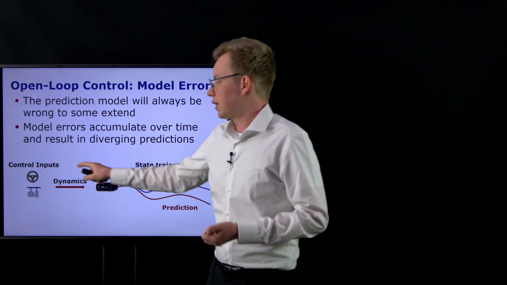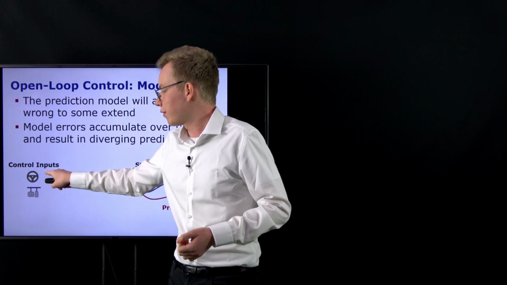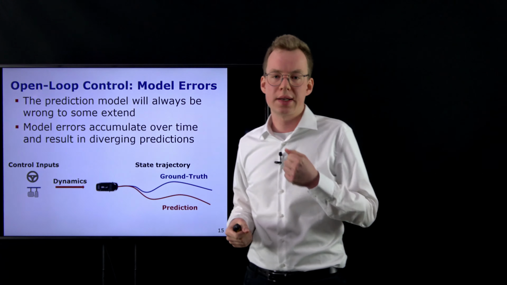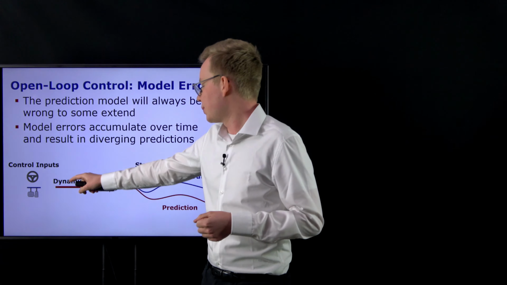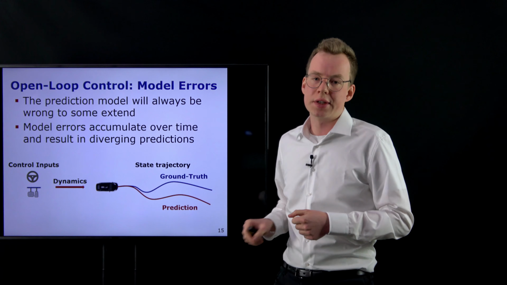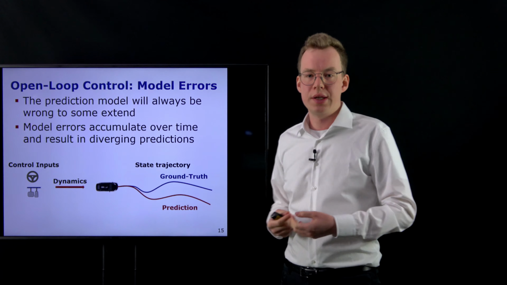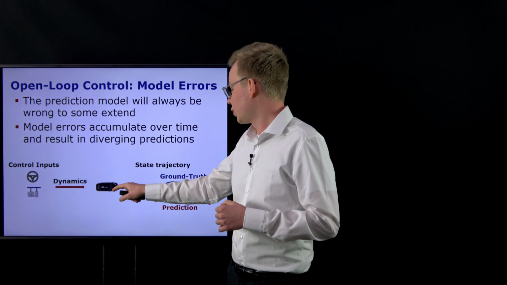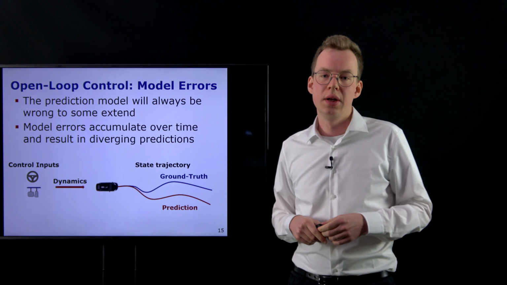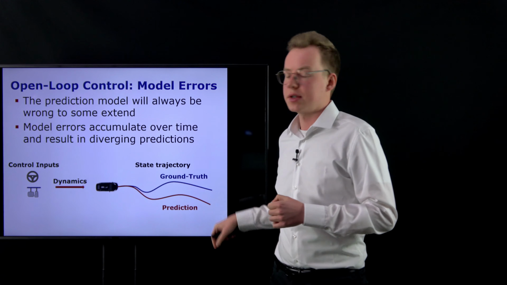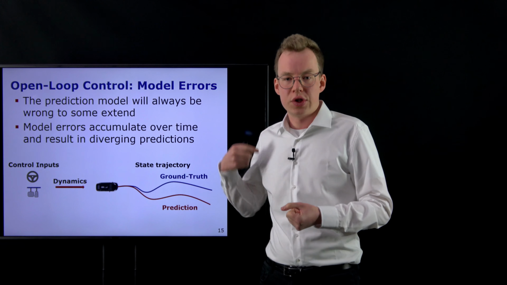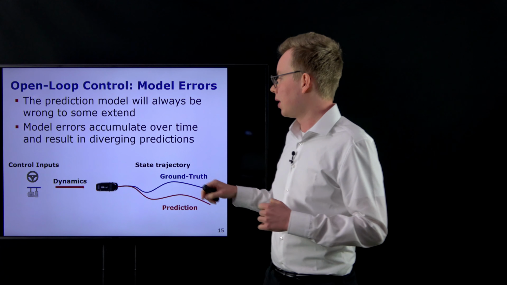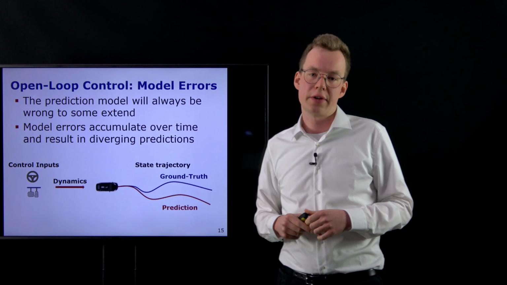So if you imagine the same sequence of inputs, the same sequence of steering commands and acceleration and brake pedal commands, if we apply them to the real system, we may follow this blue trajectory. But if we apply this sequence of controls to our prediction model, then we would follow this other trajectory. And therefore, if we just play out our sequence of controls in open loop, we will not accomplish our task very accurately.